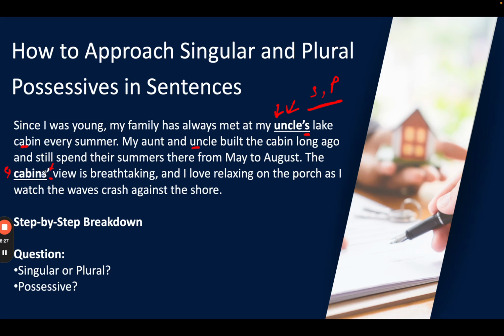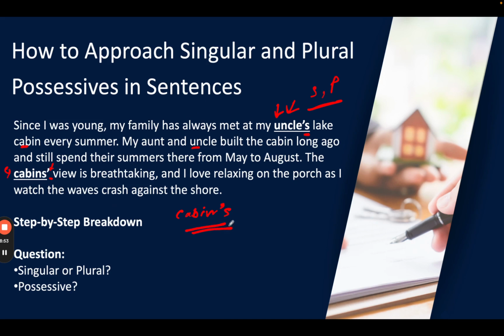We want to show a singular cabin. So let's start by removing the S. Okay, now we have the noun cabin. Now we want to understand, do I want to show possession? Whose view is breathtaking? Cabin's view. You got the answer to it, right? Which means there is a possession, correct? Now, what do I want to do to it? Cabin apostrophe S. This is the right way to show possession with a singular noun.